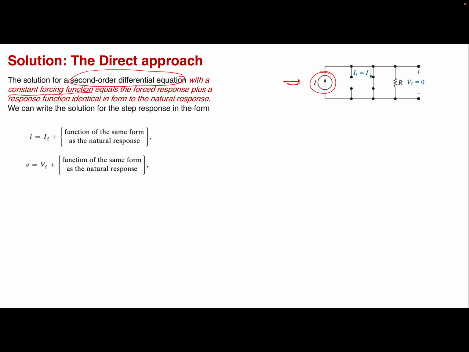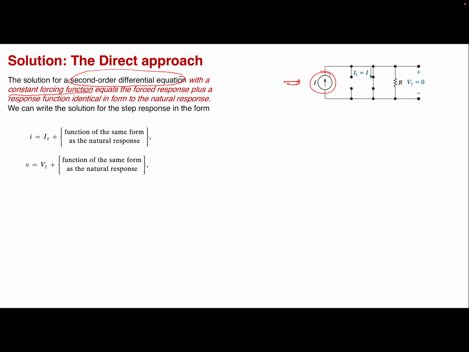And in case of a natural response, we are essentially kicking these sources out. Okay, so the principle that we are using in this direct approach is a solution for the second order differential equation which has a constant forcing function. In our case, let's say which has a constant DC source. This solution will be equal to that forcing function. In this case, again, your current I, whatever the final value of it is going to be, plus whatever form you have for the natural response.